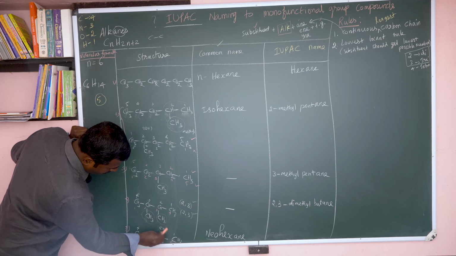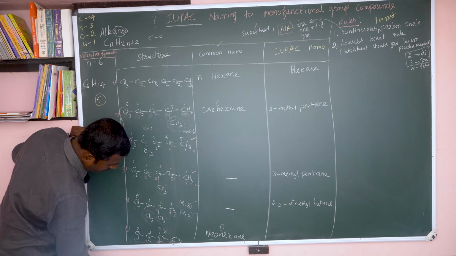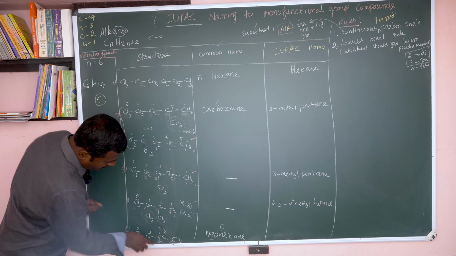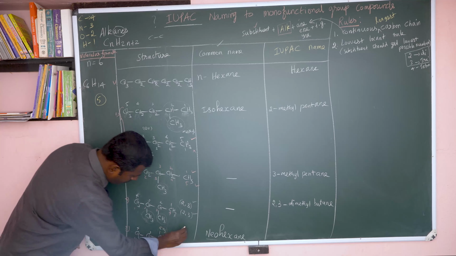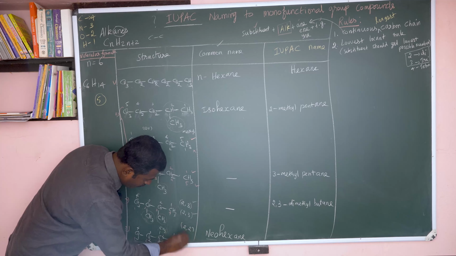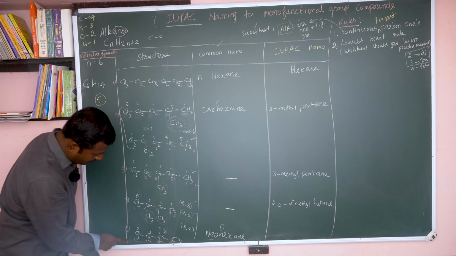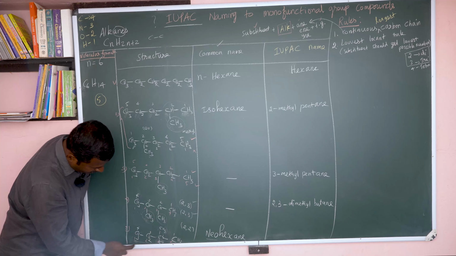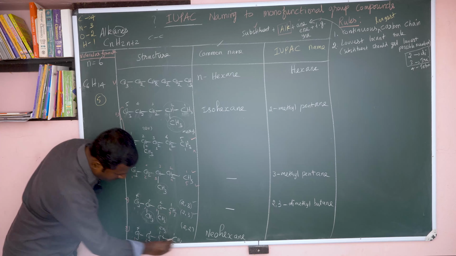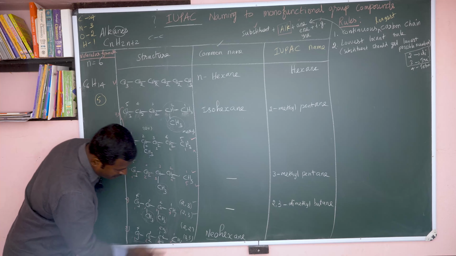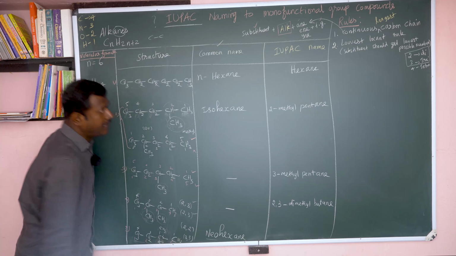So there are 2 substituent groups, 2 methyl groups. If you start from here, 1, 2, 3, 4, the position of this methyl group is 2, and this methyl group is also 2: 2, 2. If you start giving number 1 from the other end, this methyl group will have 3, and this methyl group also will have number 3. So there are different sets.